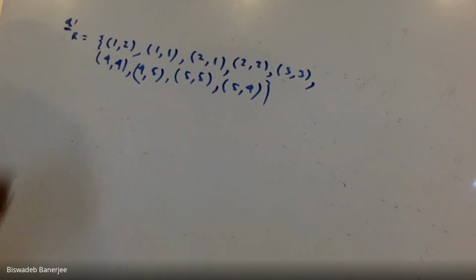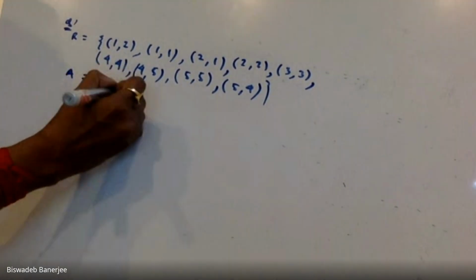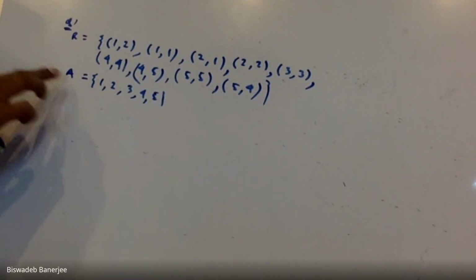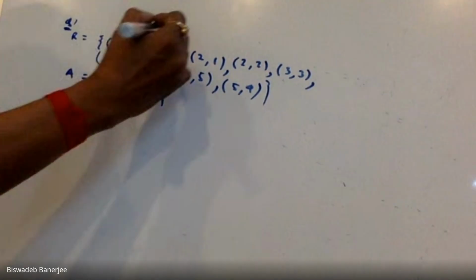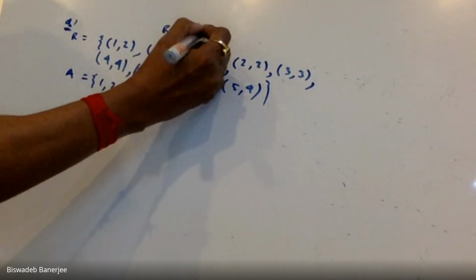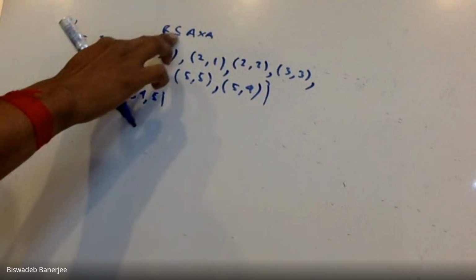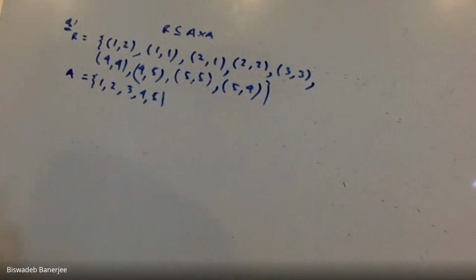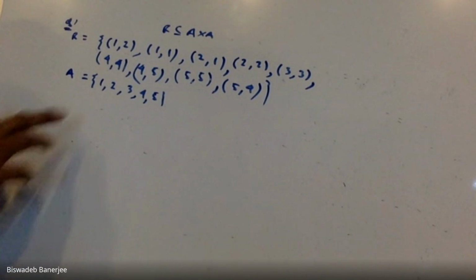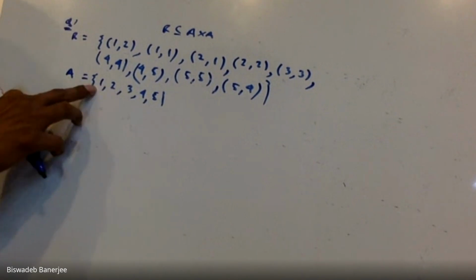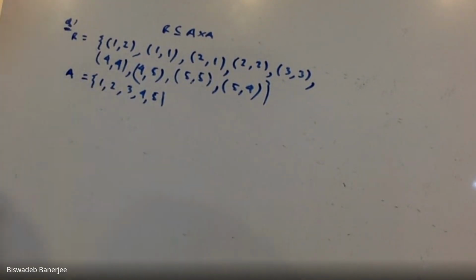So the question, and obviously we must be given a set. The set is {1, 2, 3, 4, 5}. We always know a relation is a member of this Cartesian product. That means the relation must be a subset of A cross A. You can check all the members in this set are members of A cross A. We know how to find A cross A, like (1,1), (1,2), (1,3), (1,4), (1,5), then (2,1), (2,2), (2,3).